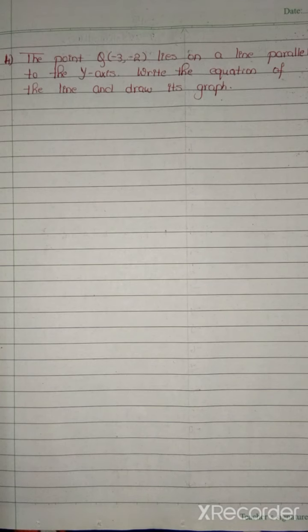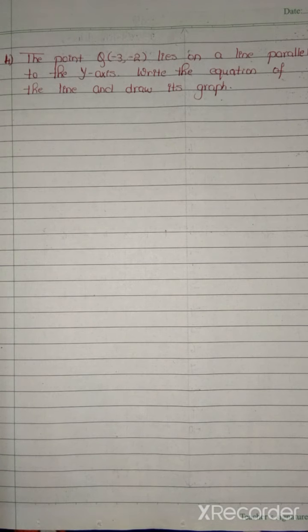I hope everyone clearly understood how to find the equation of a line which is parallel to the x-axis or y-axis. Next, move on to question number 4. The point Q, that is minus 3 comma minus 2, lies on a line parallel to the y-axis. Write the equation of the line and draw its graph.